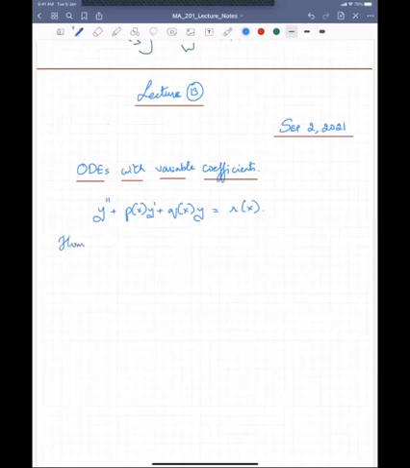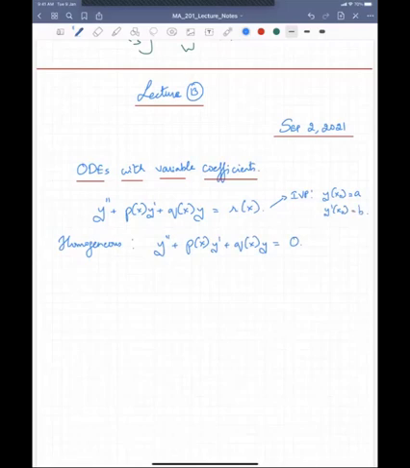So the homogeneous part is y double prime plus p of x y prime plus q of x y equals 0. Of course, you can make this equation into an initial value problem by specifying y at x0 to be some value and y prime at x0 to be some value. And you guys know by now that this initial value problem has a unique solution as long as the functions p, q, and r are continuous in some open interval.